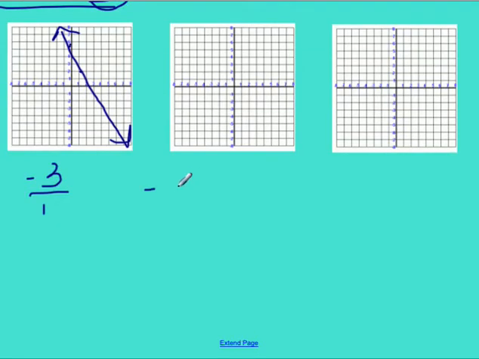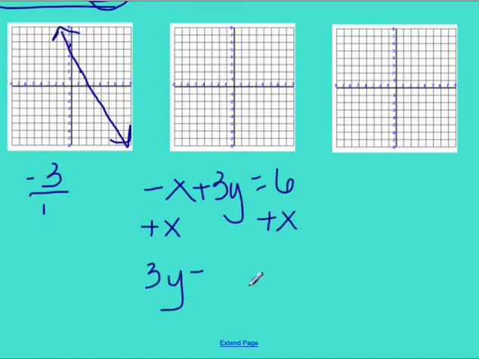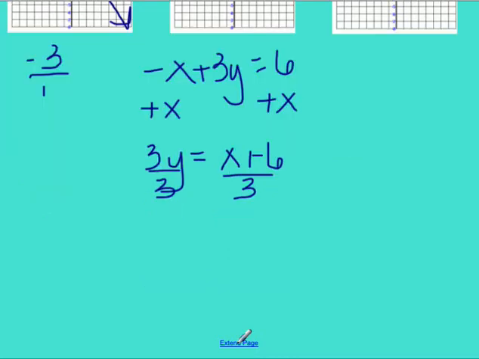So now if I have -x plus 3y is equal to 6, in order to graph that, I'm going to have to solve for y. So first I'm going to take this -x and add it to the other side. So 3y is equal to x plus 6. Now I want to solve this for y, so I'm going to divide both sides by 3. And then x divided by 3 is going to be 1/3 x. 6 divided by 3 is 2.